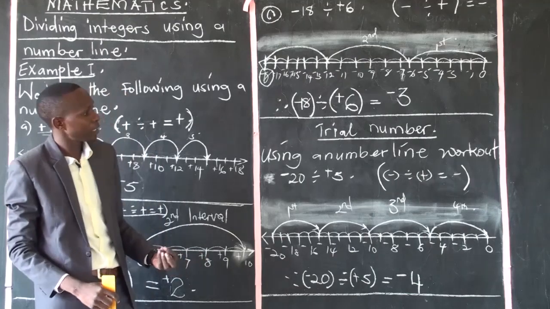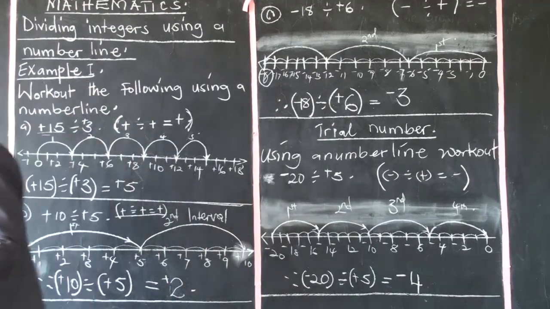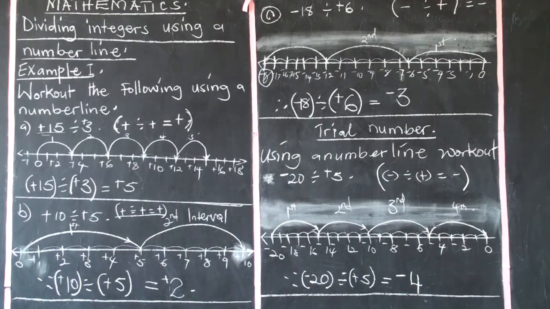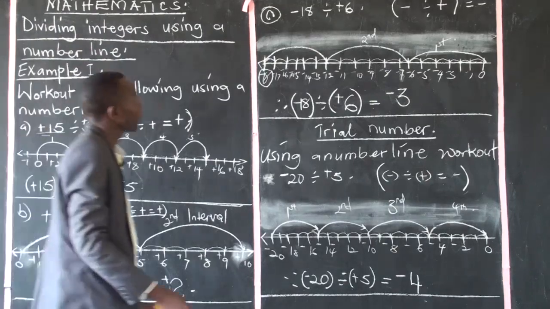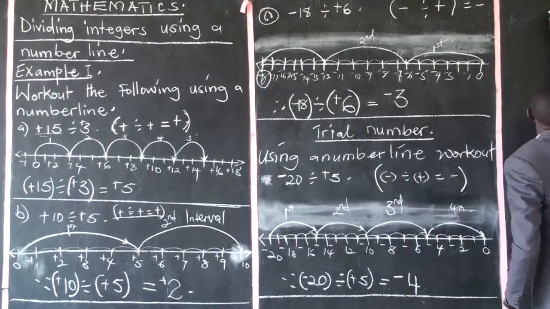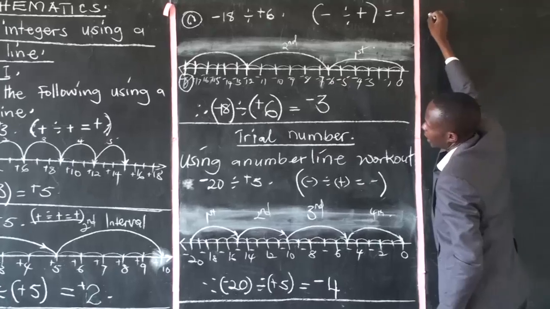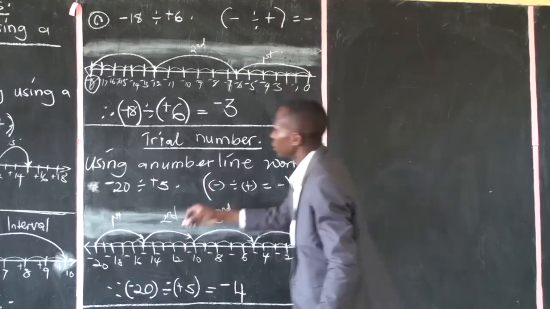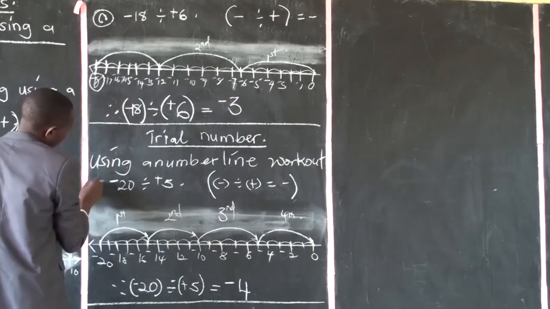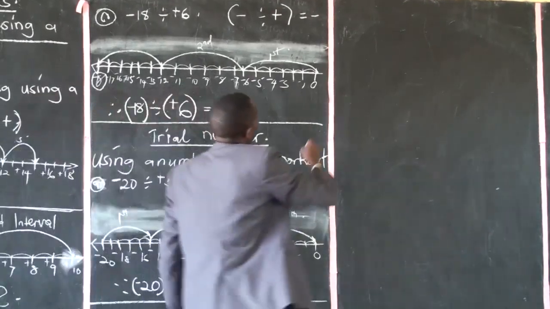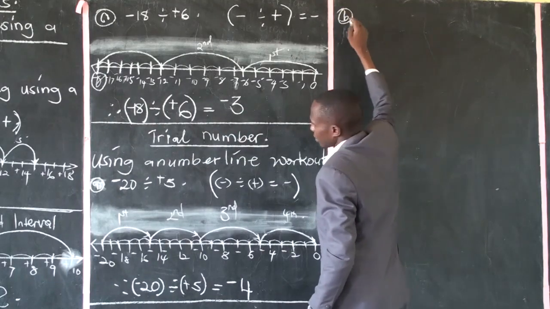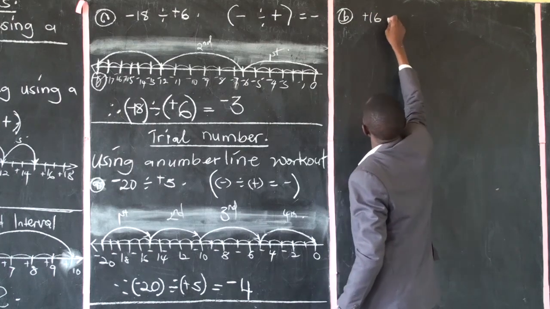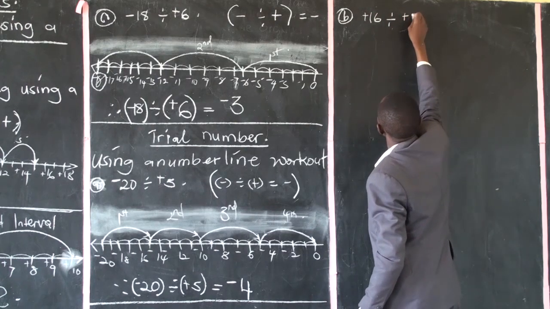Well, let's proceed to the next example and look at it. What does it want us to do? The next one wants us to look at this also. That is D. Using this, this was A, this was A, then B. B, I want you to work out this, positive 16 divided by positive 4.